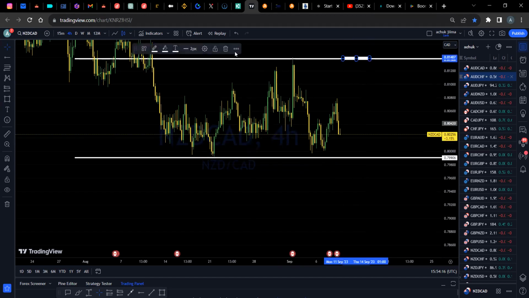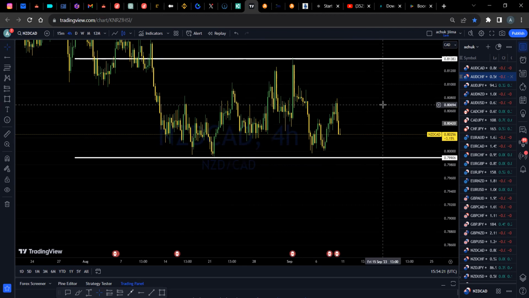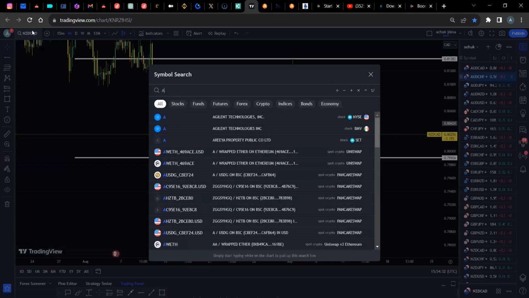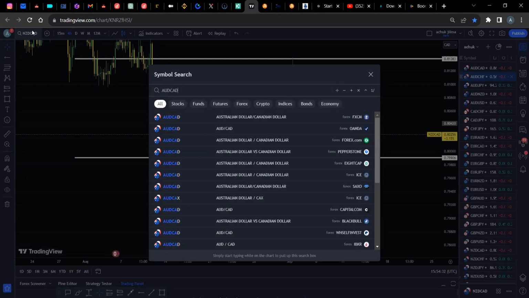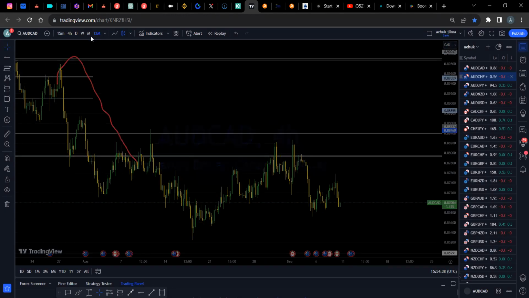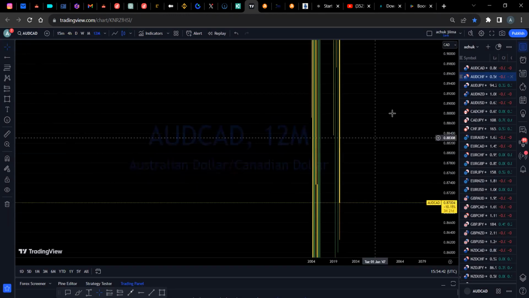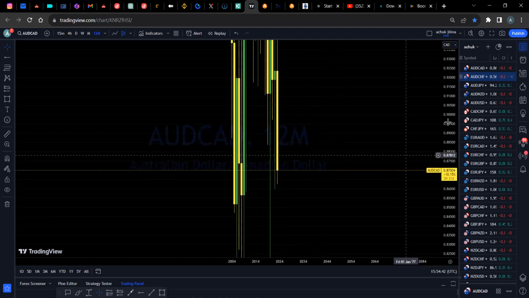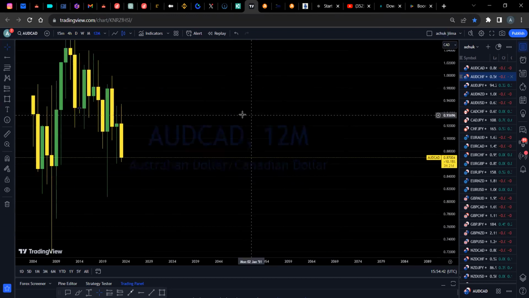Okay, so let's look for another card pair, a pair that does not have any of the pairs that we've already analyzed. So let's look at AUDCAD. Again, like I said, we want to always look at the highest time frame possible because that is where the trends are better defined.